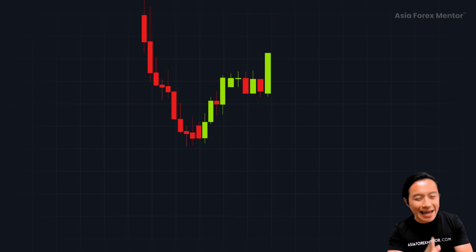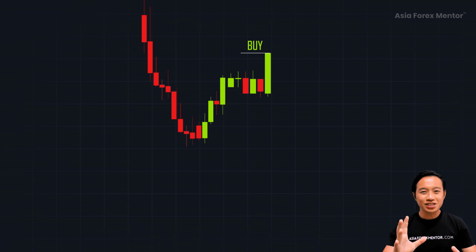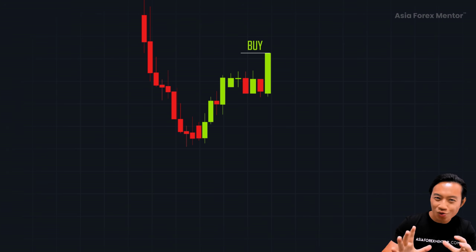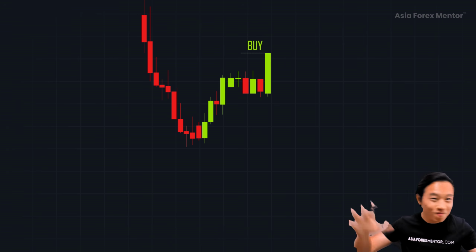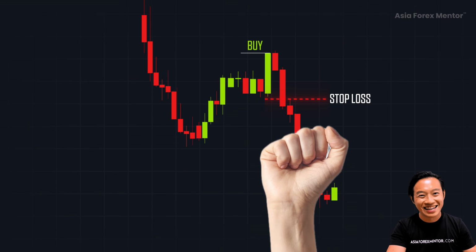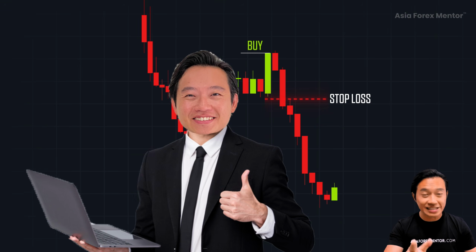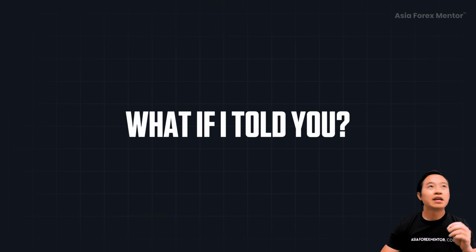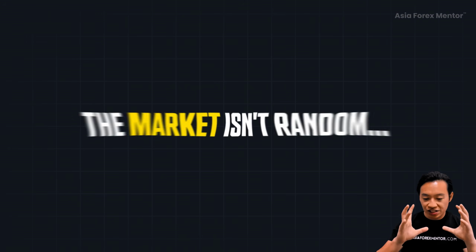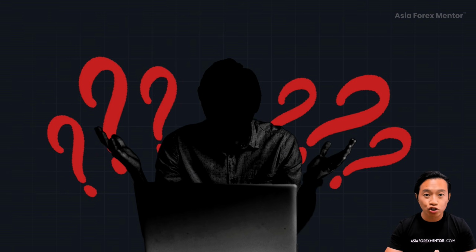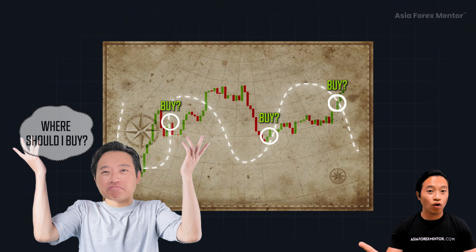So, you ever place a trade and it feels like the market is waiting for you, just to slam your stop loss? Yeah, I mean, that is not a coincidence. That's design. What if I told you the market isn't random? It is rigged to punish retail traders who don't know what to look for.